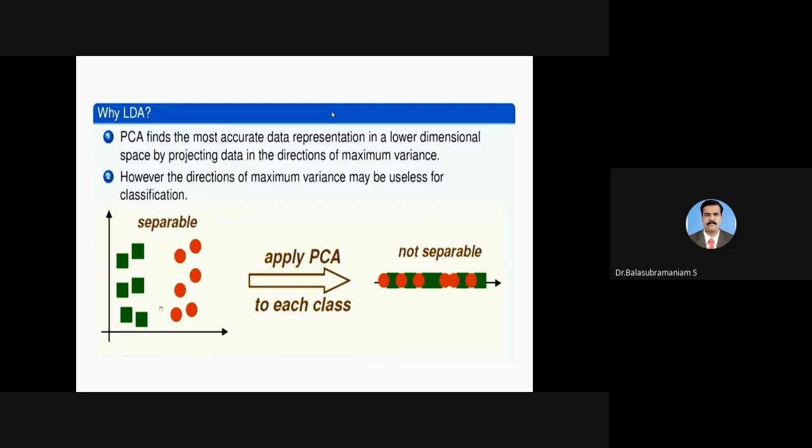The data is on the left-hand side. That is the x-axis, y-axis. It has two coordinates. So the green color square and red color circle are the two different classes. So before applying PCA, it will have the classification.